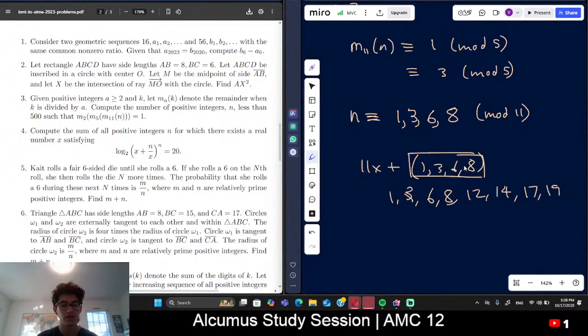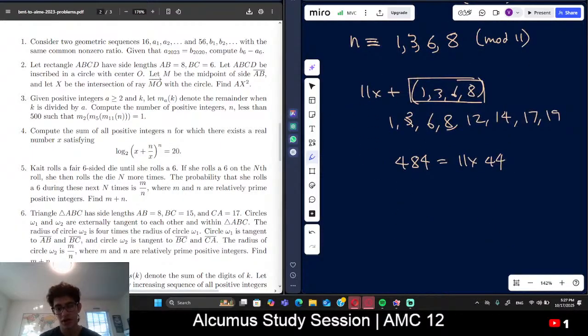And how do you find the count? So yeah, we're going under 500, right? 484 is a multiple of 11. This is equal to 11 times what? Times 44. Meaning 495 is 11 times 45. We have 4 11ths of 495.